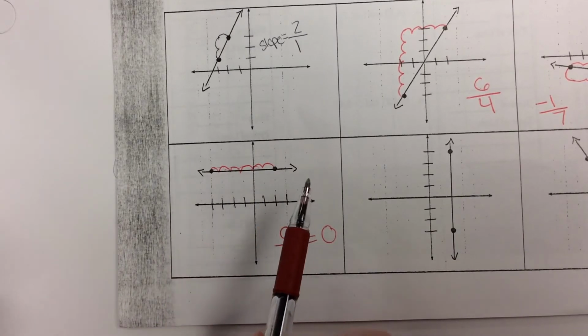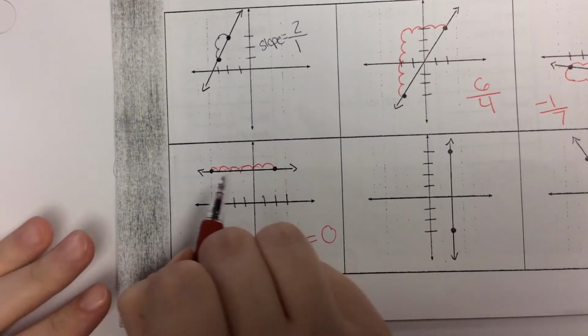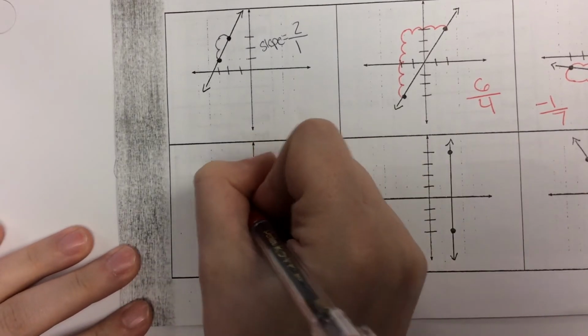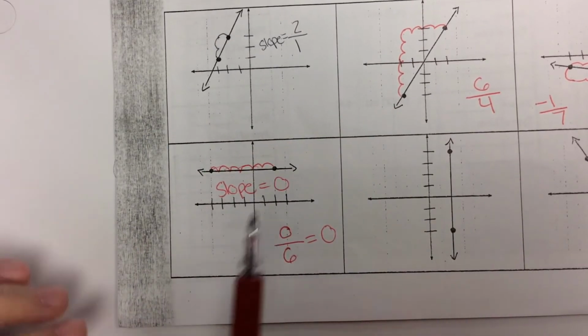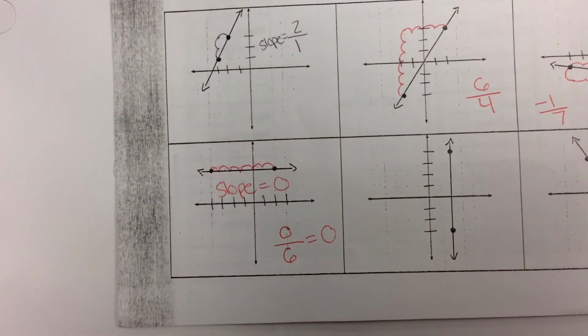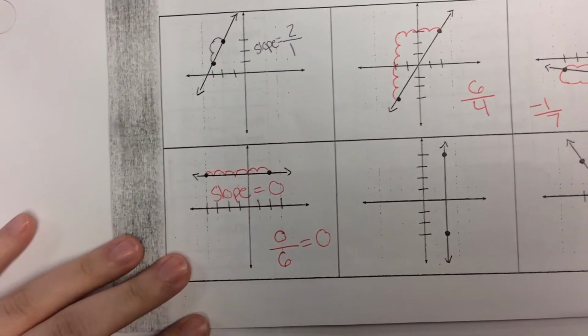be 0 because if it's a horizontal line, it's not increasing, it's not going up or down. So anytime you have a horizontal line, your slope will be 0. And think about it. There is no slope. Slope means how much it increases or decreases, and it doesn't. It just stays flat. So there is no slope at all. 0. Okay.